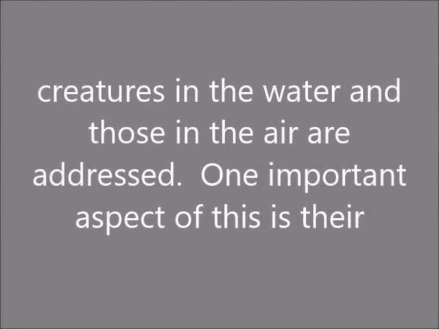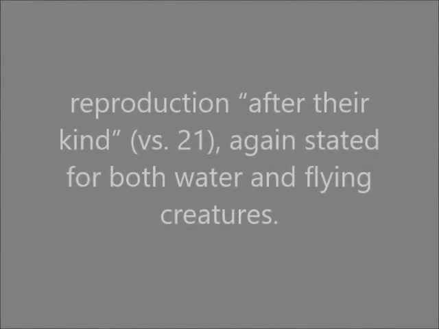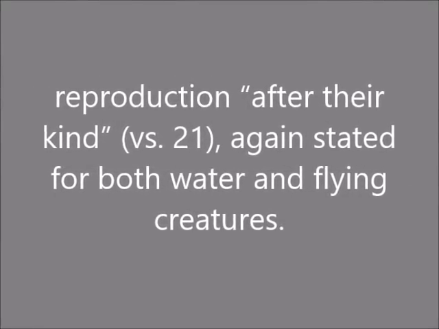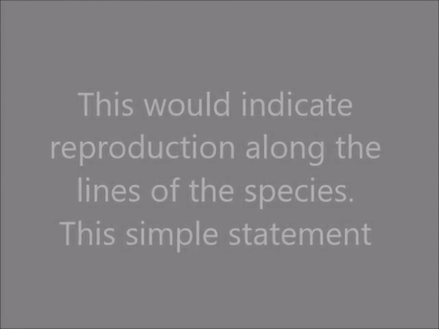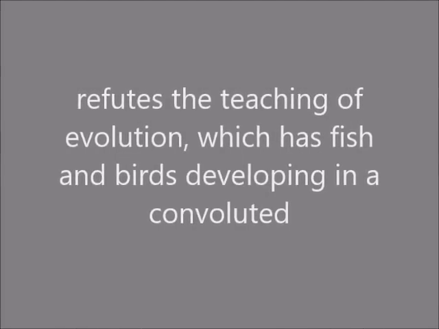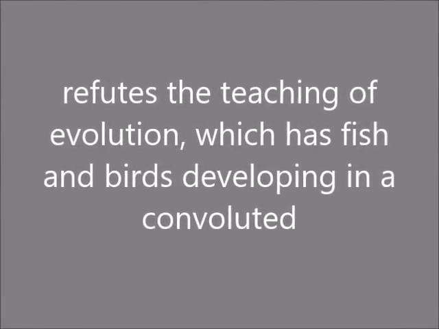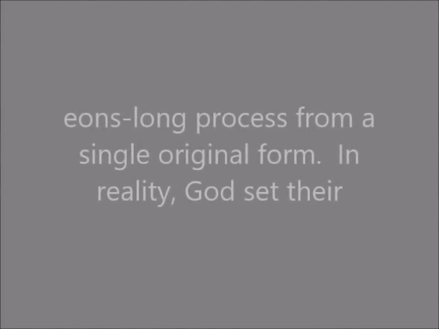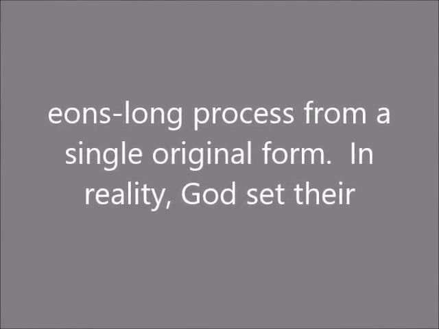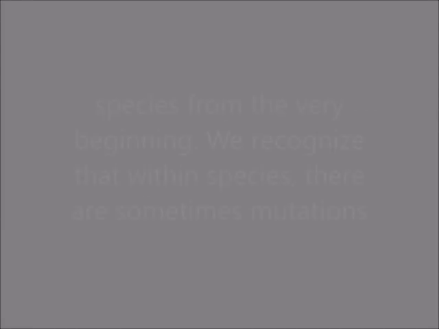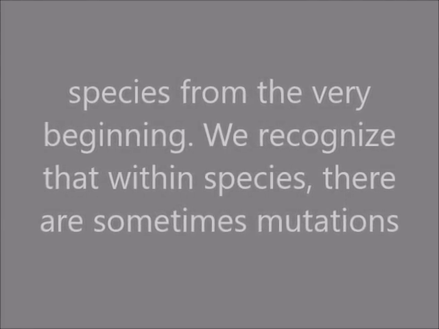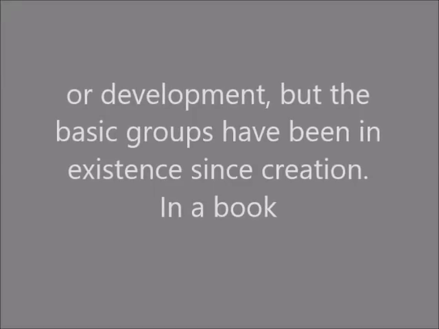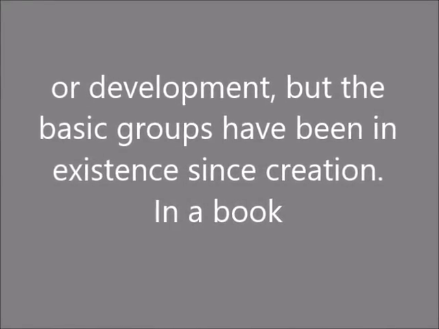One important aspect of this is their reproduction after their kind, verse 21, again stated for both water and flying creatures. This would indicate reproduction along the lines of species. This important statement refutes the teaching of evolution, which has fish and birds evolving in a convoluted eon-long process from a single or original form. In reality, God set their species from the very beginning. We recognize that within species there are sometimes mutations or development, but the basic groups have been existent since creation.